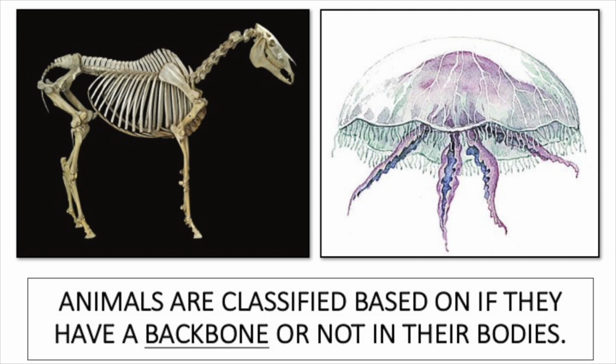Animals are classified based on if they have a backbone or not in their bodies. And here we have the skeleton of a horse. Yes. And this is a jellyfish. Well done. So the 2 different groups of animals.